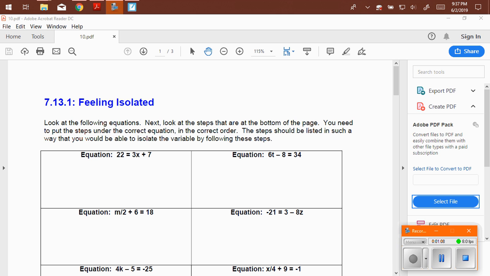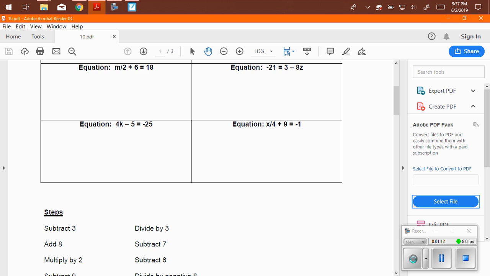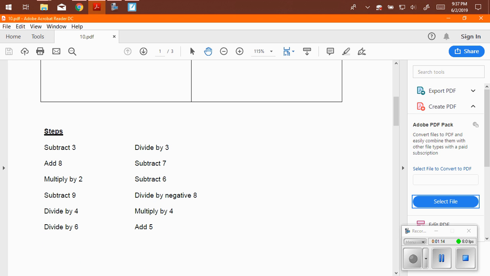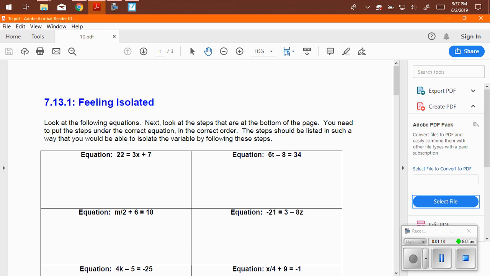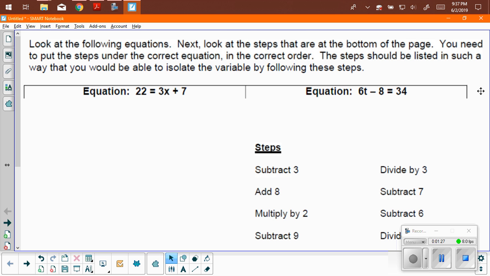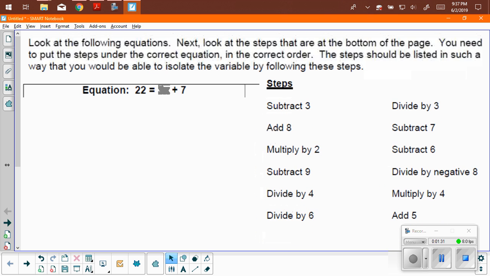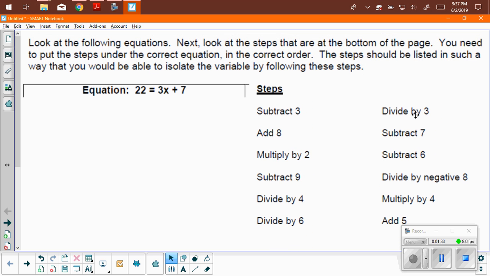You'll notice these equations, and at the bottom of the page, they've got all these steps. Here's my version of the same thing that I can actually write on. So here are my equations, and here are all my steps. Here's my first equation, 22 equals 3x plus 7, and here are all the different steps.